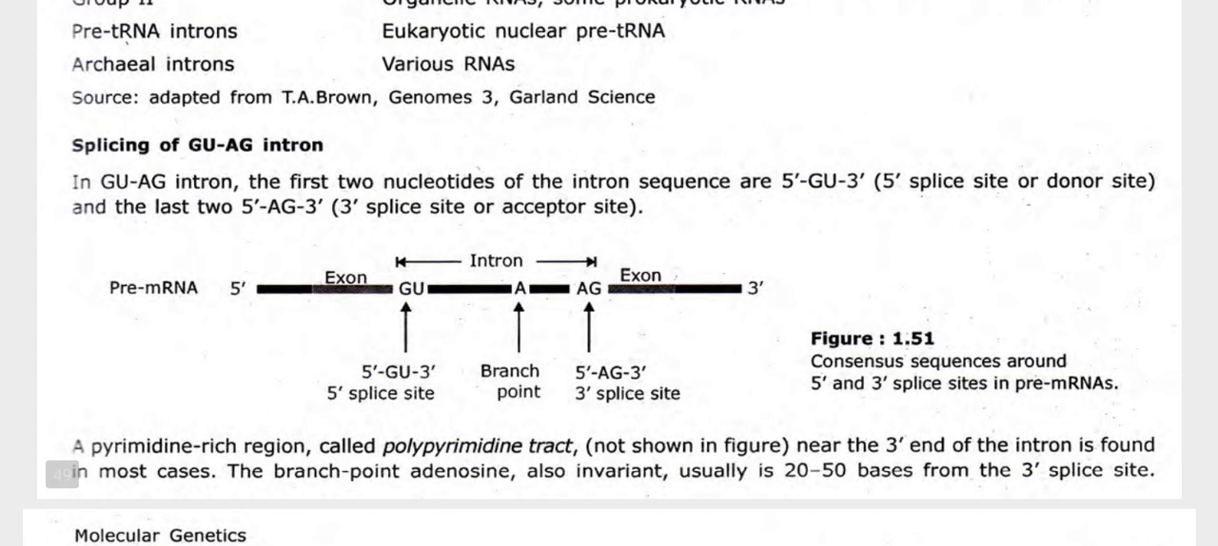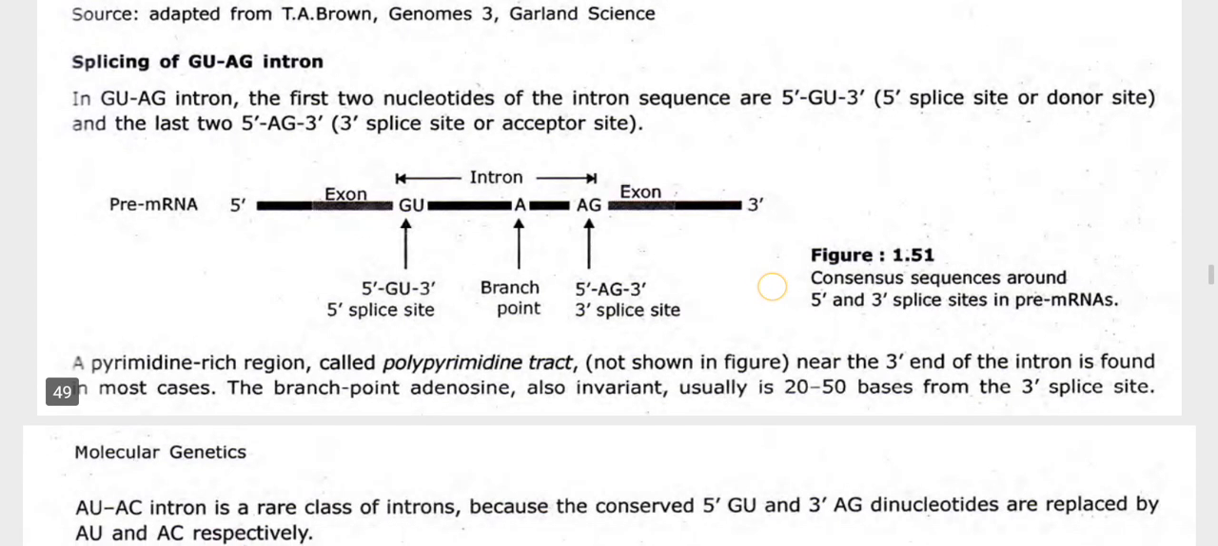So splicing of GU-AG intron. In the GU-AG intron, the first two nucleotides of the intron sequence are 5' GU 3', the 5' splice site or donor site, and the last two, 5' AG 3', the 3' splice site or acceptor site.